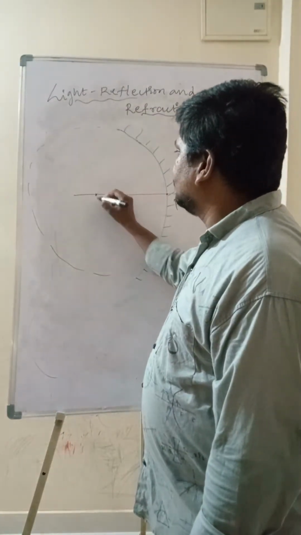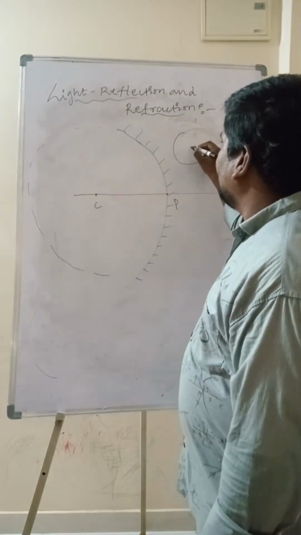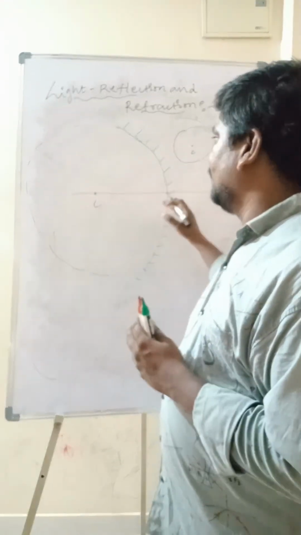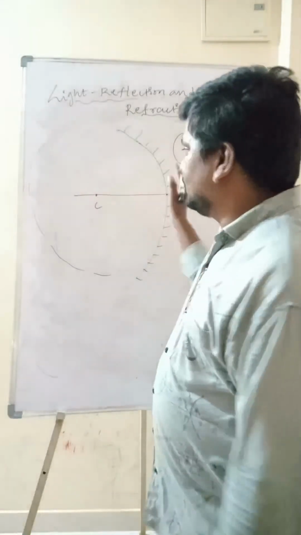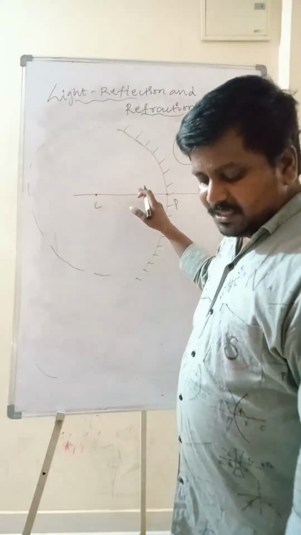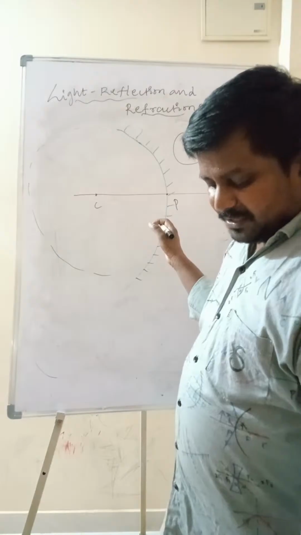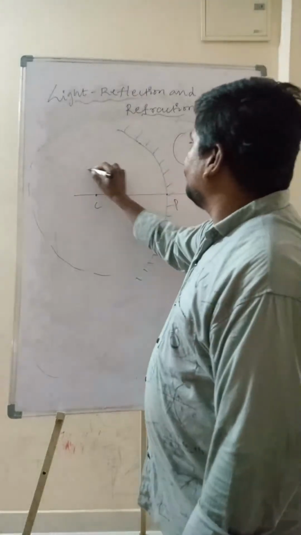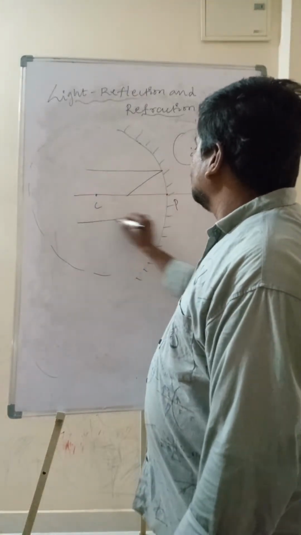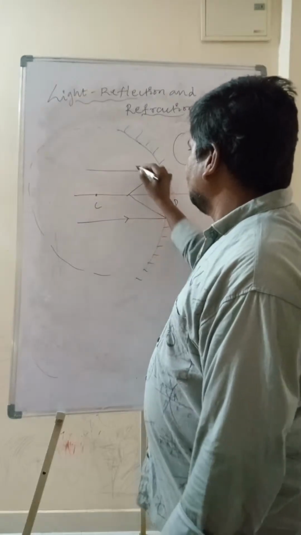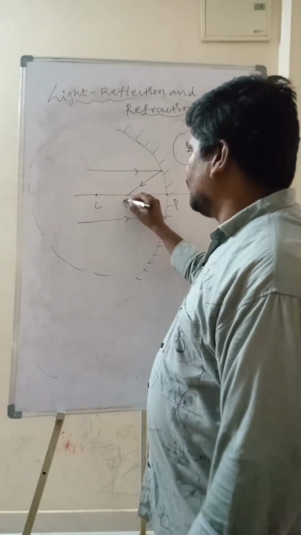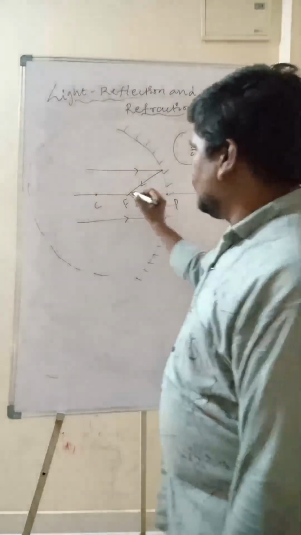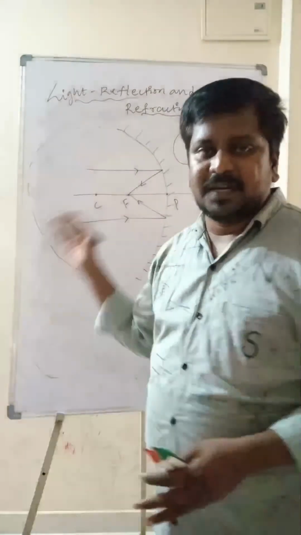So normally if you are taking a sphere, the center will be there, right? The center of the imaginary sphere of which the mirror is a part. Because this is a reflecting surface. After reflection, all light rays will meet at one point on the principal axis. That point is called the principal focus.